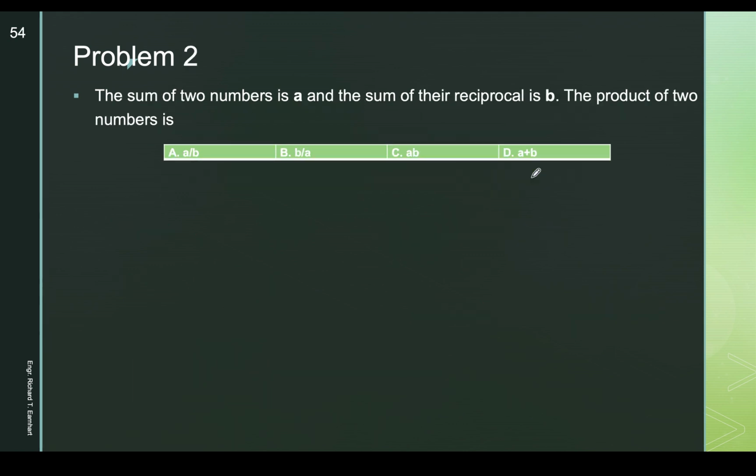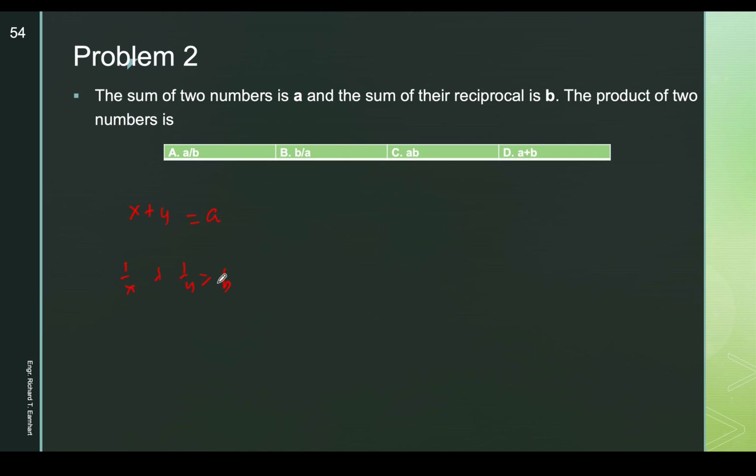Okay, let's continue with number 2. The sum of two numbers is A and the sum of the reciprocals is B. So the product of the two numbers would be, okay, the sum of two numbers, let them be x and y. The sum is A, and then the sum of reciprocals is B. What is the product of the two numbers?